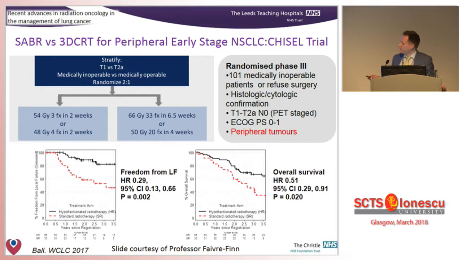This is a study done by David Ball from Australia, which compared stereotactic radiotherapy to a more conventional fractionated regime. It showed a much improved local failure rate and improvement in survival with stereotactic radiotherapy. Whilst it's quite a small study, potentially underpowered, it did show a potential benefit. And that goes along with other studies that show that stereotactic radiotherapy is better tolerated and has better local control. So we now believe for those patients who are medically inoperable, whose tumours are peripheral, that stereotactic radiotherapy is a standard of care.